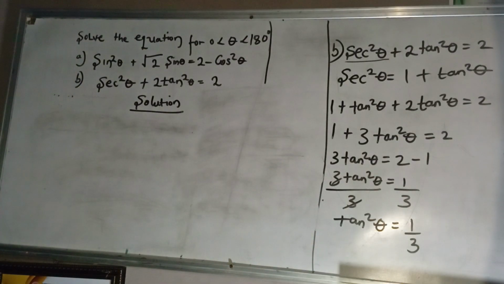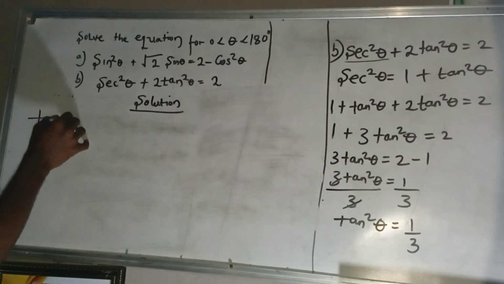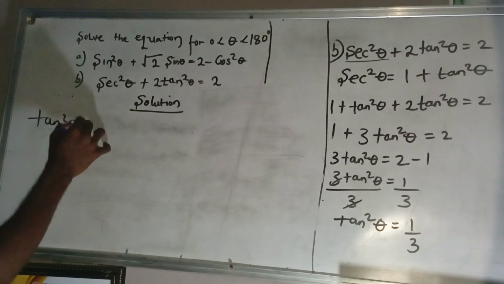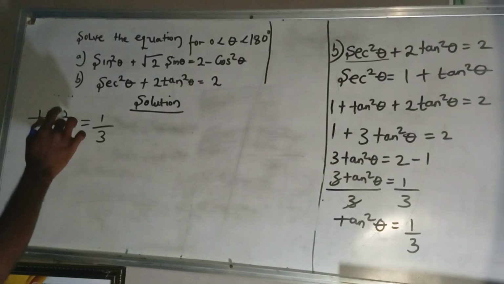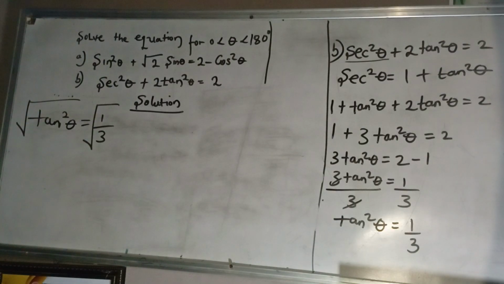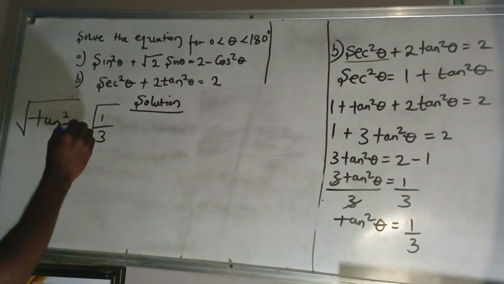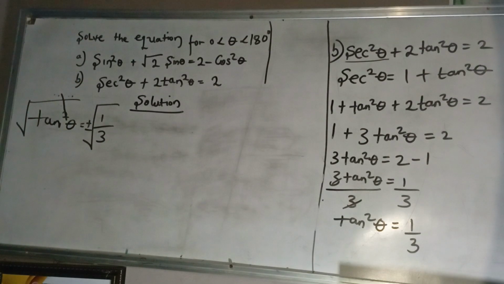Okay, we move. We have tan square theta is equal to 1 divided by 3. So you are looking for just theta. You take the square root of both sides. Sir, why do you take the square root of both sides? It's because we have this power. A power raised to power 2 can cancel the square root sign.